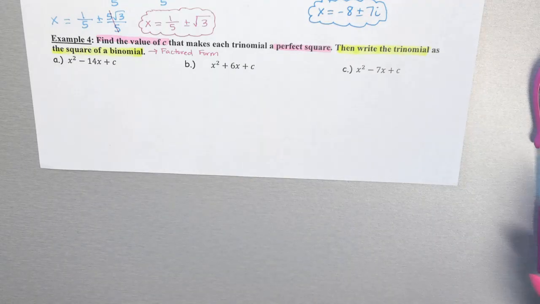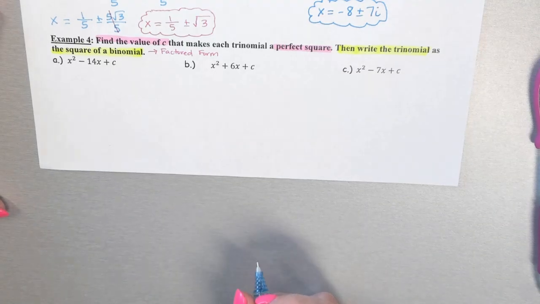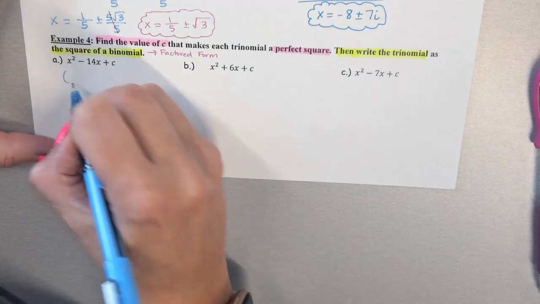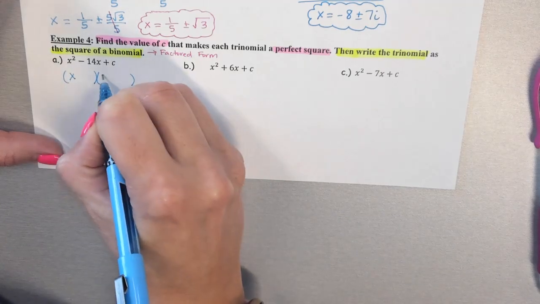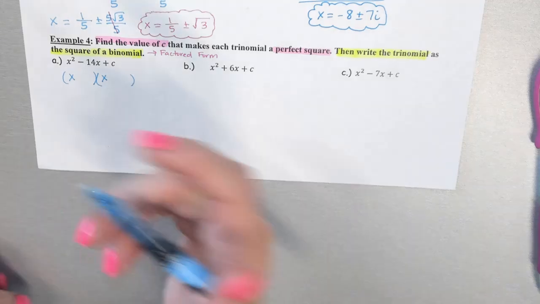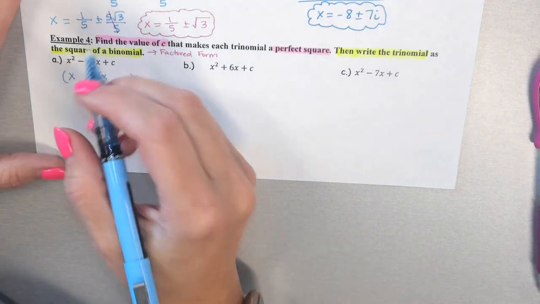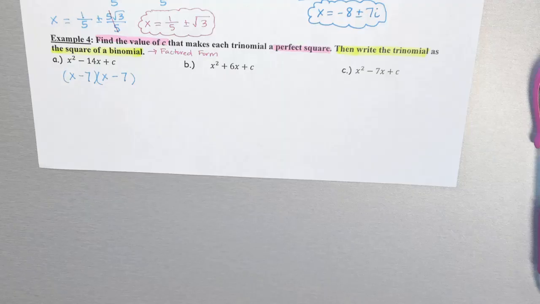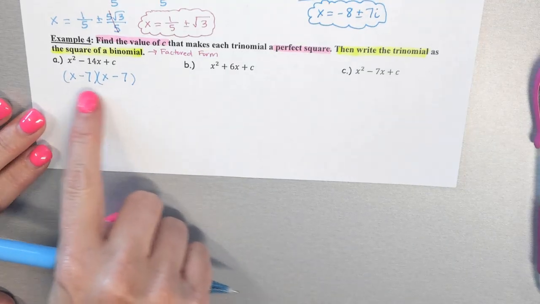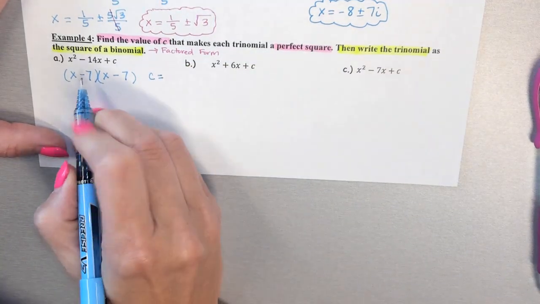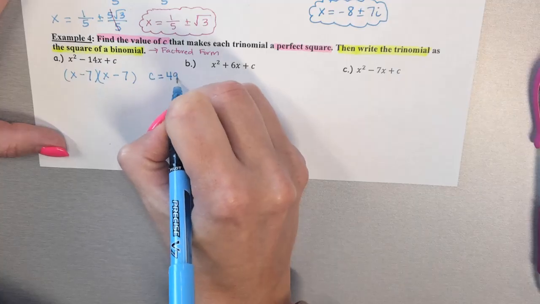Okay, so when you're doing this, you have x squared minus 14x plus c. We're trying to find what your c value is. So in order to do this, you want to think of 2 values that are going to add to negative 14 that are the same number. Okay, so what 2 numbers would add to negative 14? Negative 7 and negative 7. Okay, so if this is what you factored it to, what would your value of c be? Negative 7 times negative 7 would be 49.